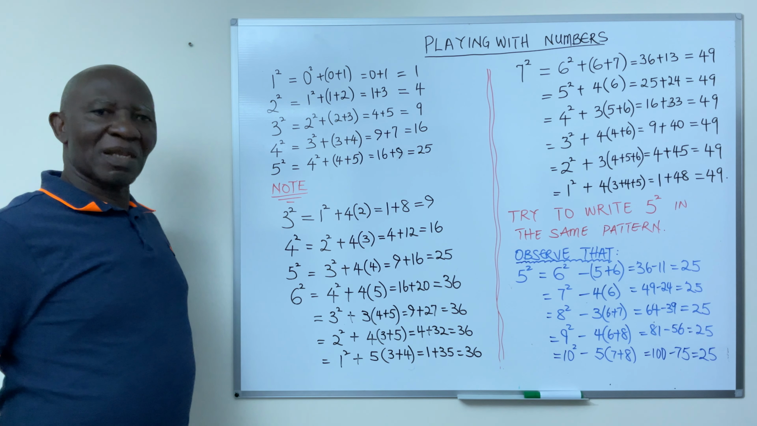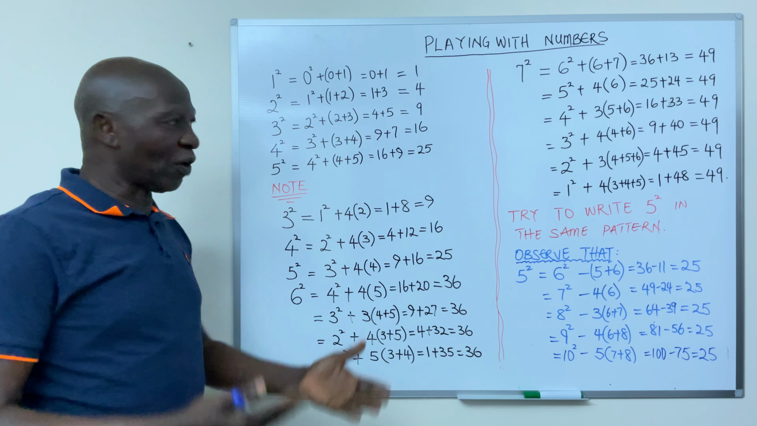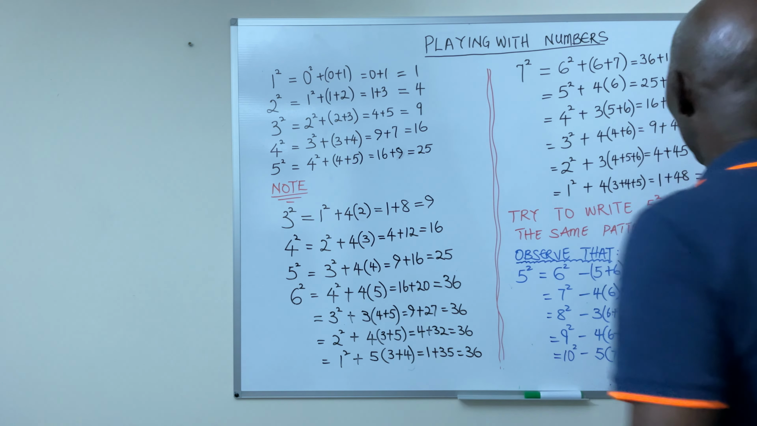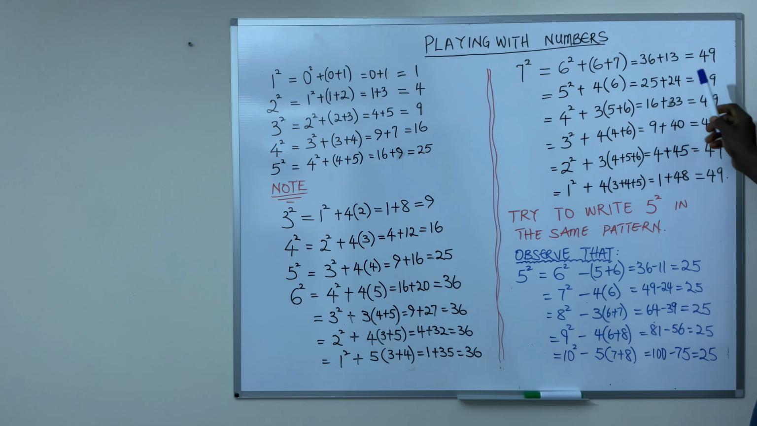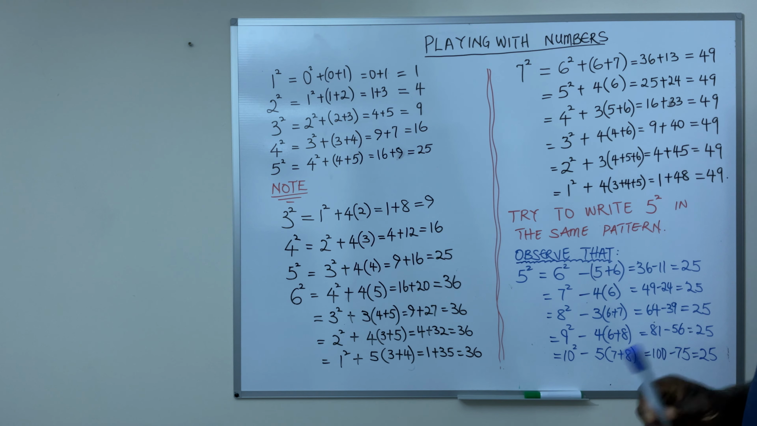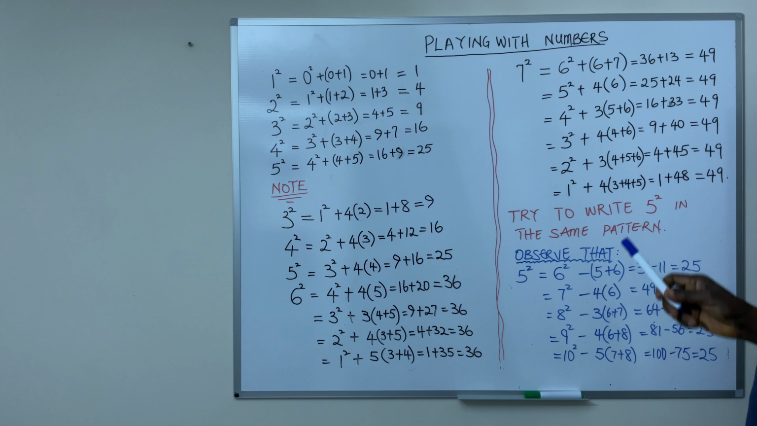Structurally, we have seen that we can rewrite this square of numbers in various forms. Let's take a close look at what we have for 7 squared. 7 squared, we have 6 squared, which is the previous number. Following the pattern we have over there, 6 squared plus the sum of 6 and 7. That gives 36 plus 13, giving us 49.